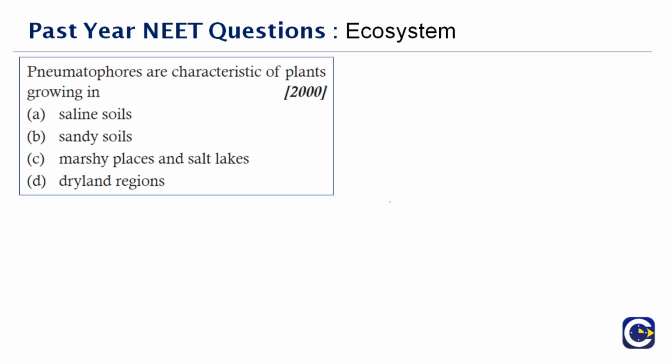Nematophores are characteristic of plants growing in dash. So what is this nematophores? How do you classify them? How do you define them in biology? When we talk about biology, we always remember that we talk in terms of zoology and botany. That is how we separate the subject and study. Likewise, nematophores have a different definition in botany and zoology.